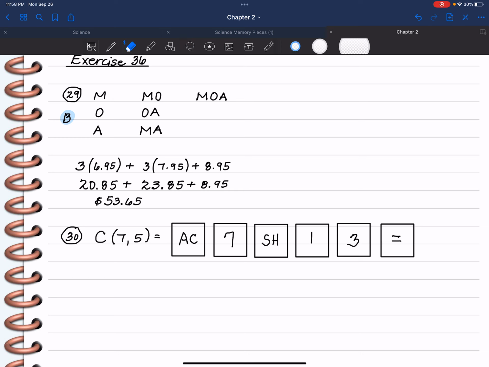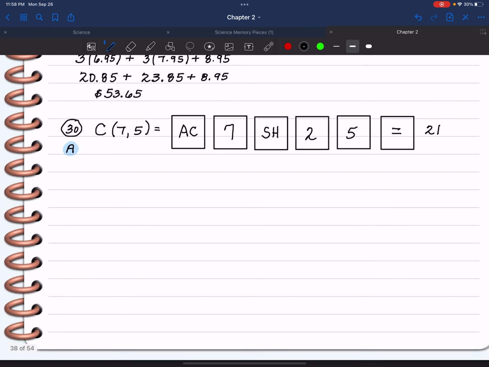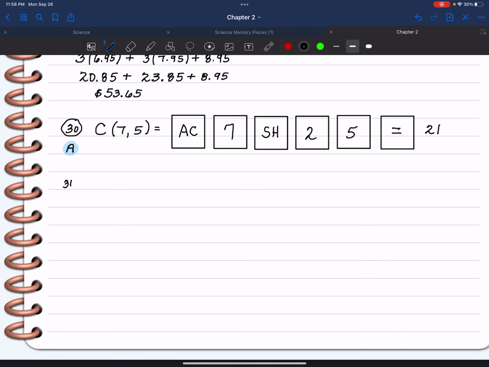I will have to change some numbers around. 7 choose 5. So 7, shift, 5 equals 21. And I like answer A for that one. Let me check. Number 30 is A. Number 31.